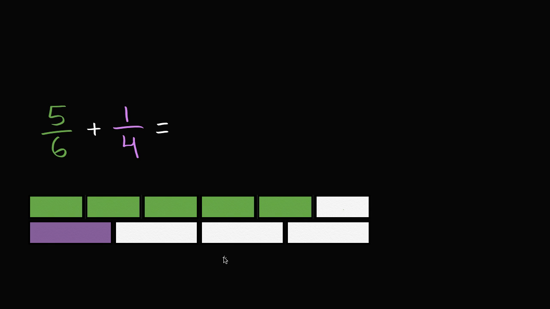And I want to add them. And I encourage you at any point, pause the video and see if you could figure it out on your own. Well, whenever we're adding fractions, we like to think in terms of fractions that have the same denominator, and these clearly don't have the same denominator. But in order to rewrite them with a common denominator, we just have to think of a common multiple of 6 and 4, and ideally the smallest common multiple of 6 and 4.